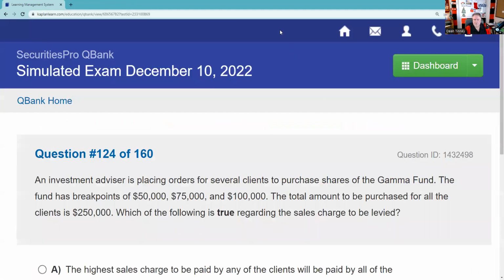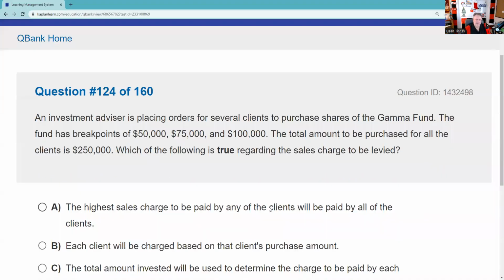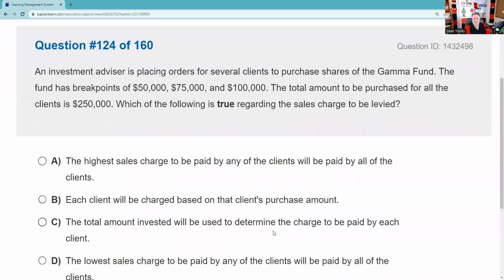Question 124. An investment advisor is placing orders for several clients to purchase the shares of the Gamma Fund. The fund has breakpoints of 50,000, 75,000, 100,000. The total amount to be purchased for all clients is 250 grand. Which of the following is true regarding the sales charge?